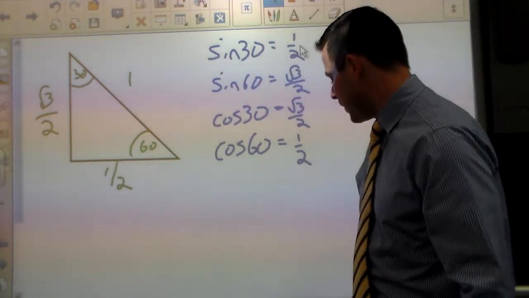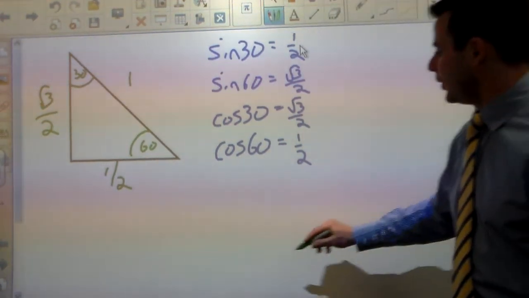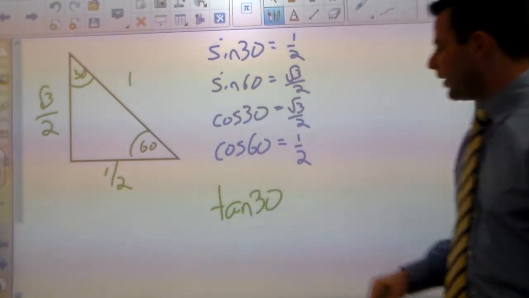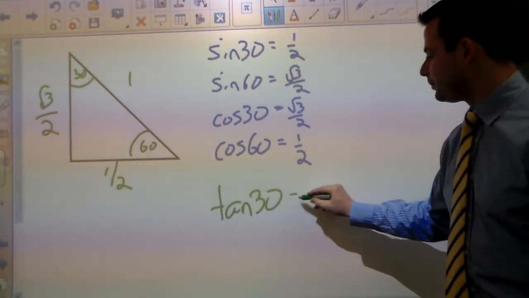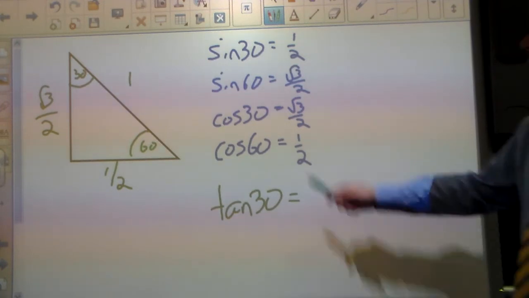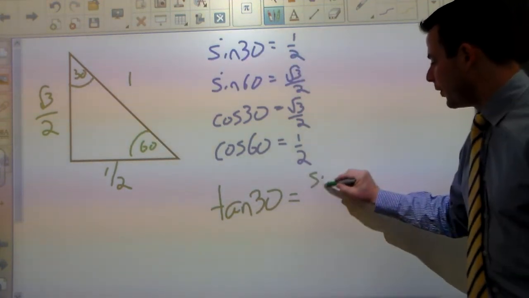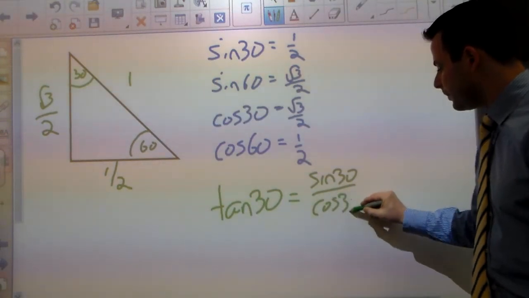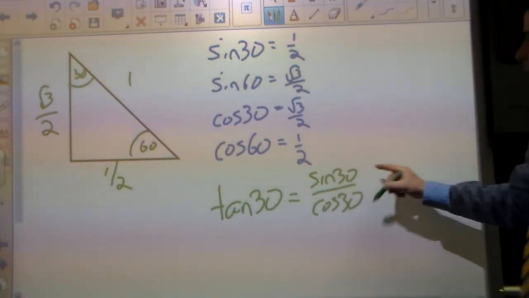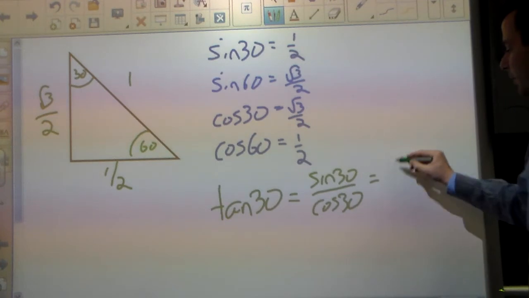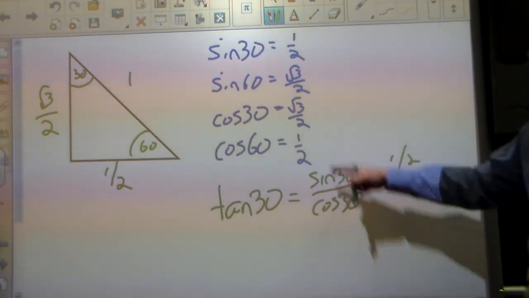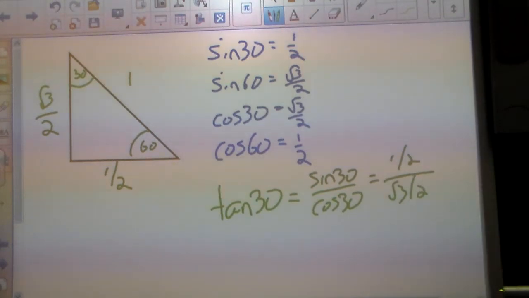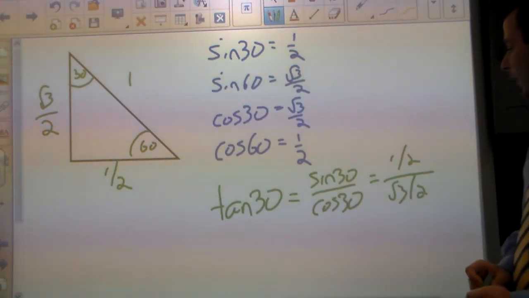What we didn't do yet was calculate the tangent of 30 and the tangent of 60. Well, tangent is sine over cosine. So this is equal to the sine of 30 over the cosine of 30. Let's plug in the sine of 30's value, which is a half, and the cosine of 30, which is radical 3 over 2. Now we're going to keep, change, flip to divide these two fractions.